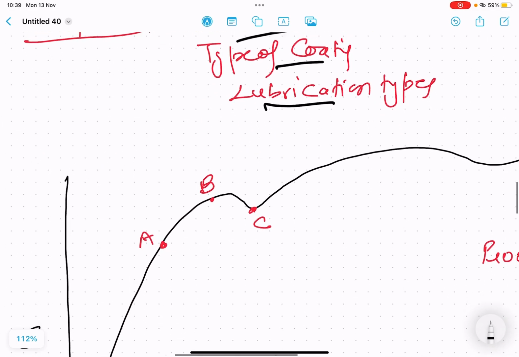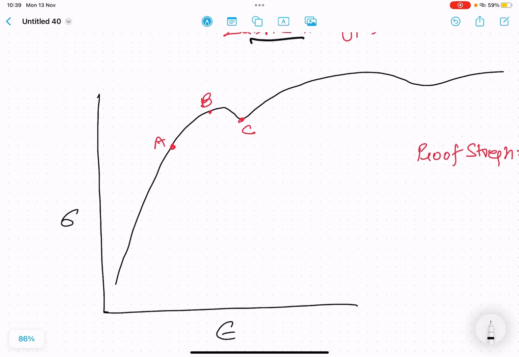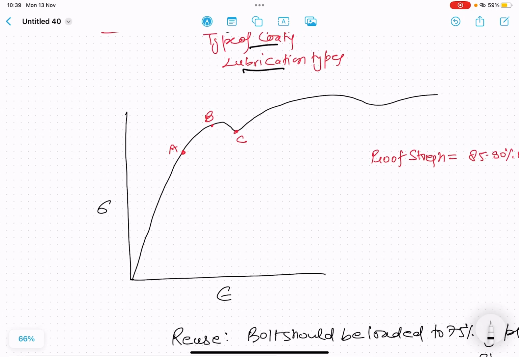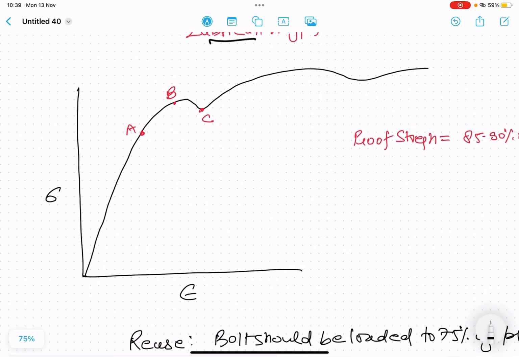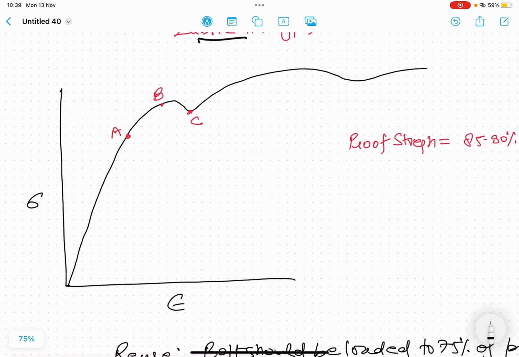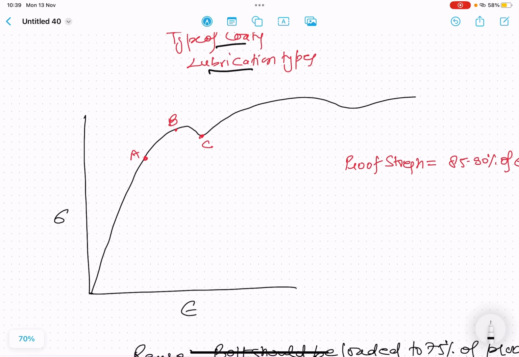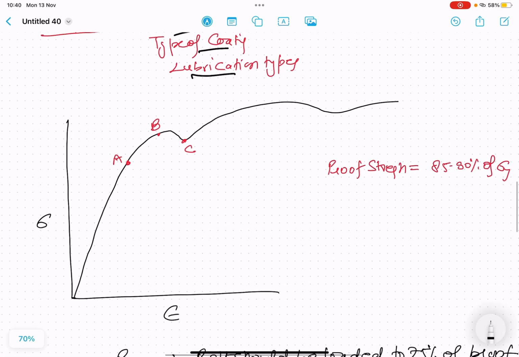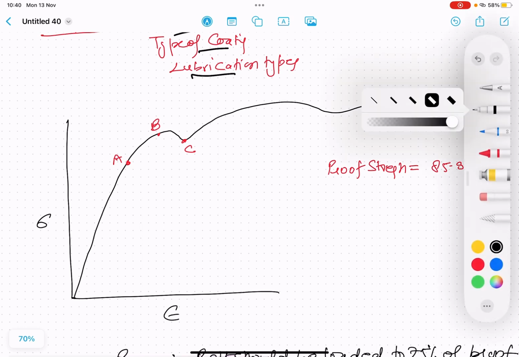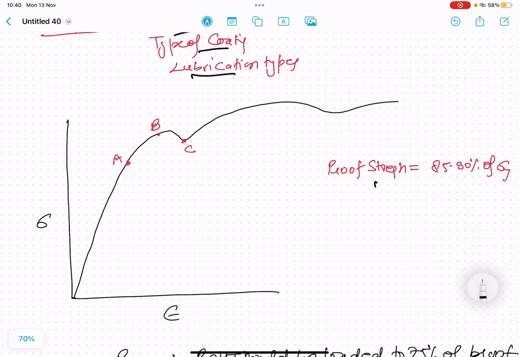Okay, now before understanding the concept of the preload, we first have to understand the concept of the proof strength. Then you will be able to understand the concept of the preload. If you know, bolts are generally made of elastic material. Now for a simple case, the stress strain curve is like this, A B C, where B is the yielding point.